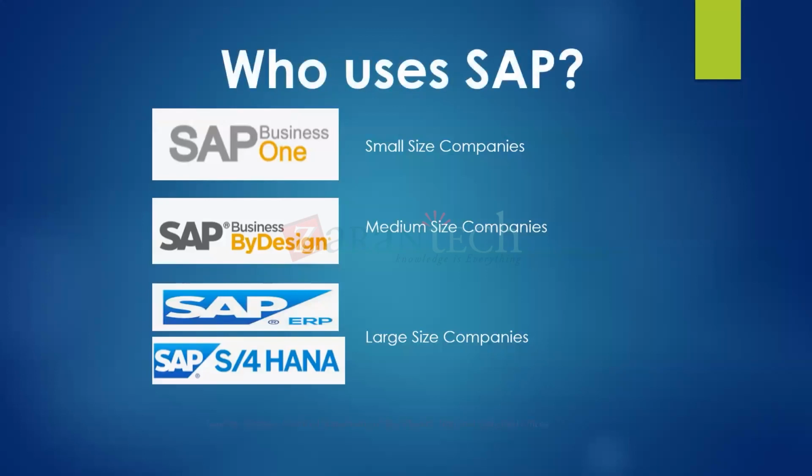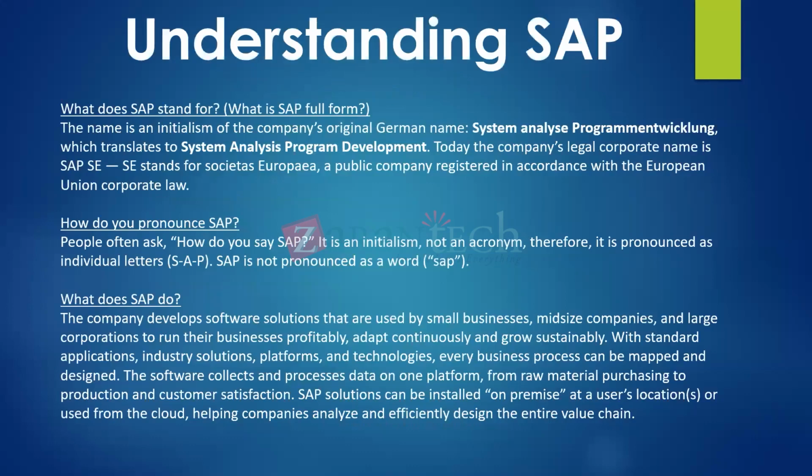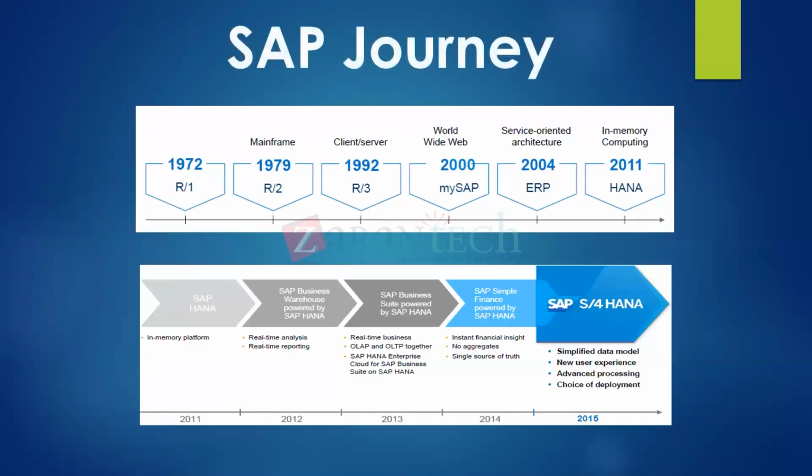As I mentioned earlier, small companies use SAP Business One, medium-sized companies use SAP Business ByDesign, and large-scale companies use SAP ECC or SAP S4HANA software. These are the different versions that SAP has released so far.